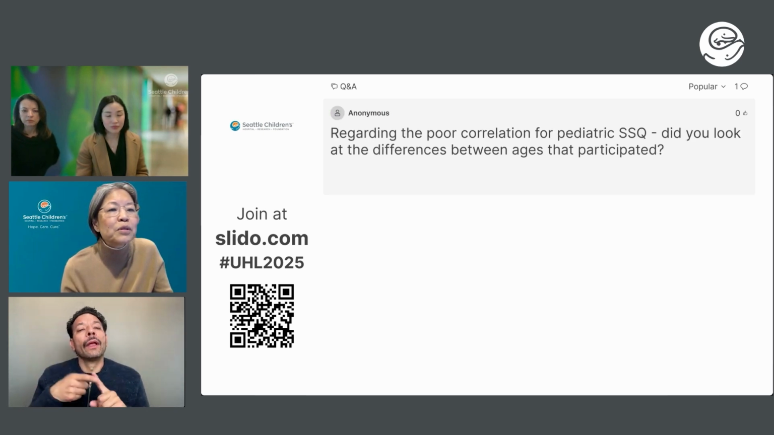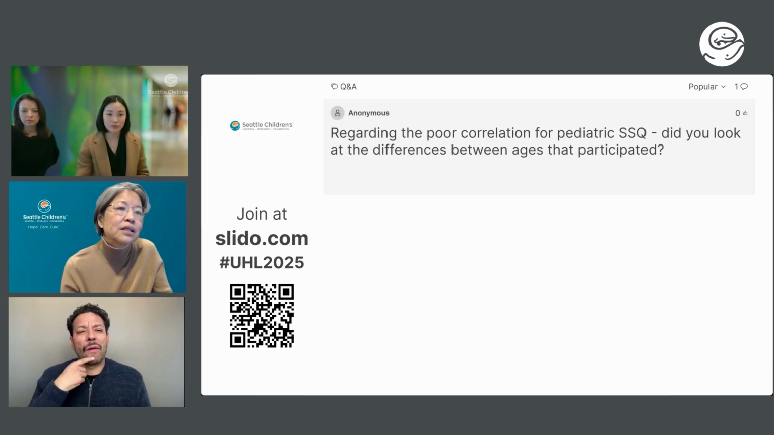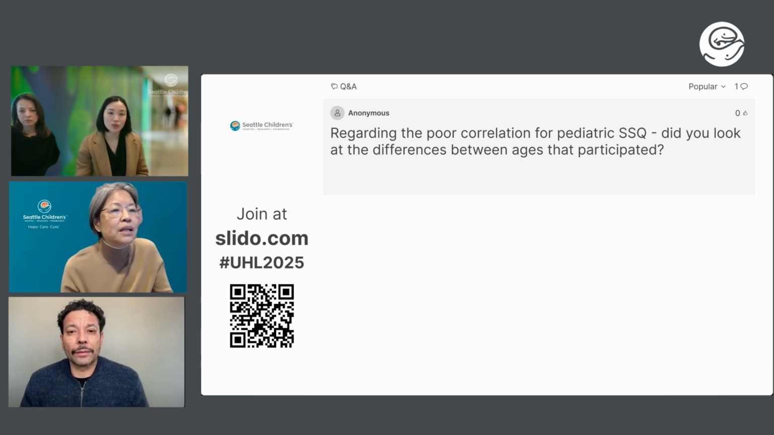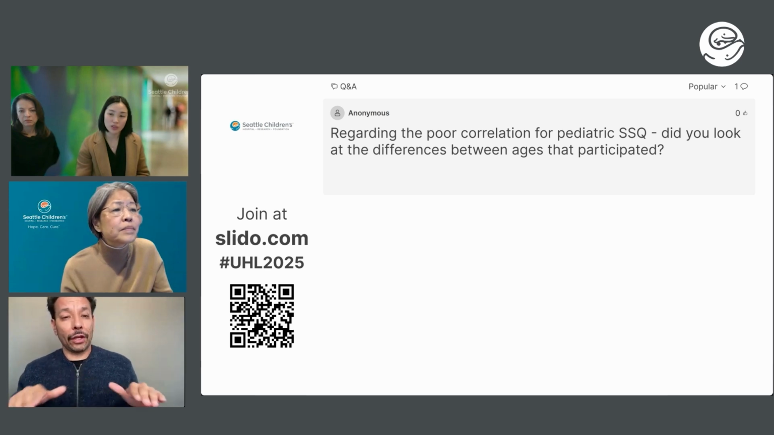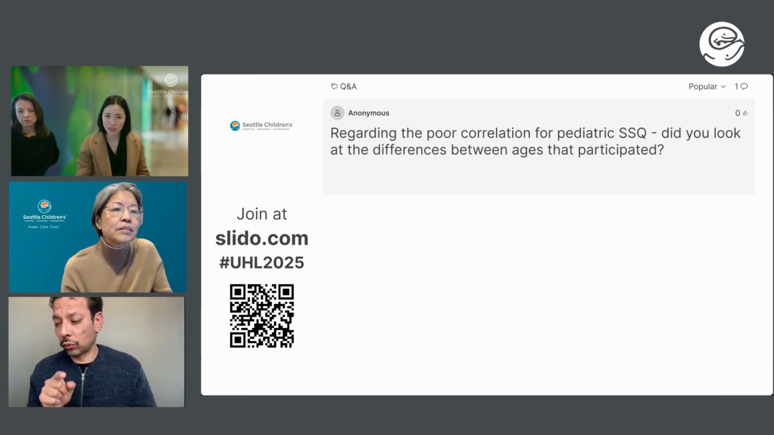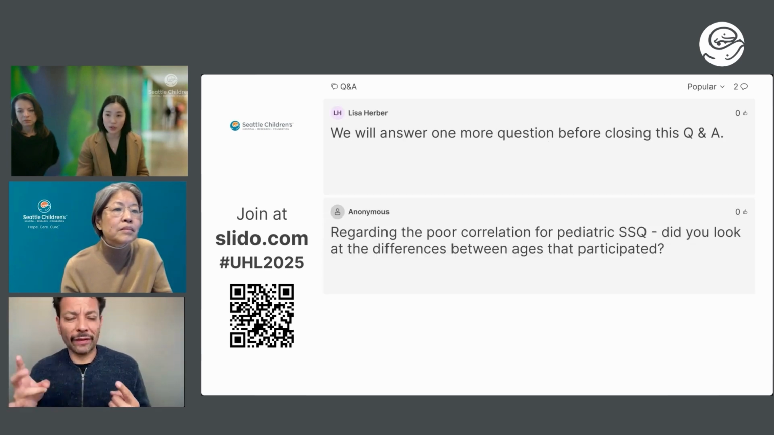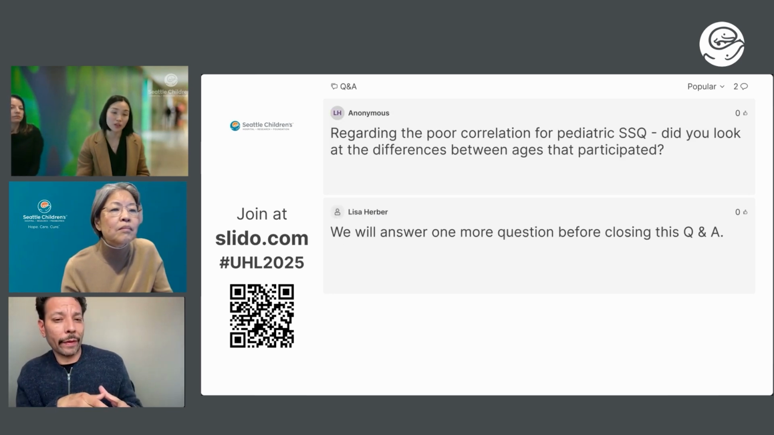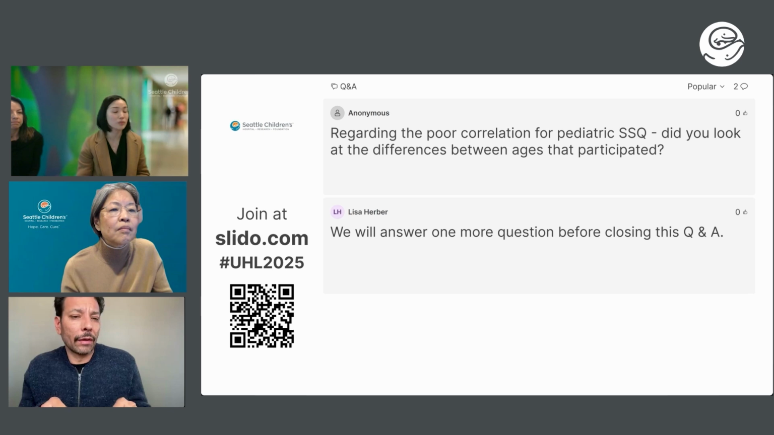Next question: regarding the poor correlation for pediatric SSQ, did you look at the differences between ages that participated? We did. The pediatric SSQ, I believe, was developed in kids who are a little bit older, so I believe age 11 to 18 or 11 to 17, a little bit older than our particular cohort. So that is definitely a possibility that could be explaining the poor correlation.